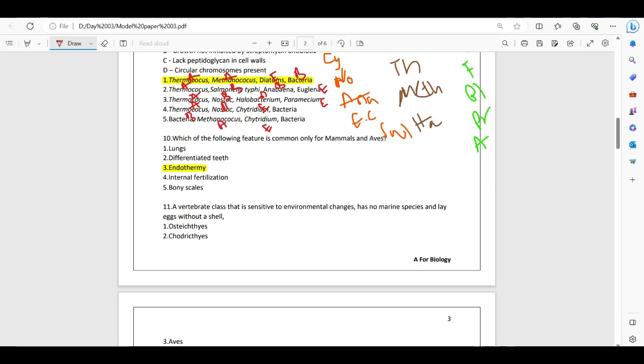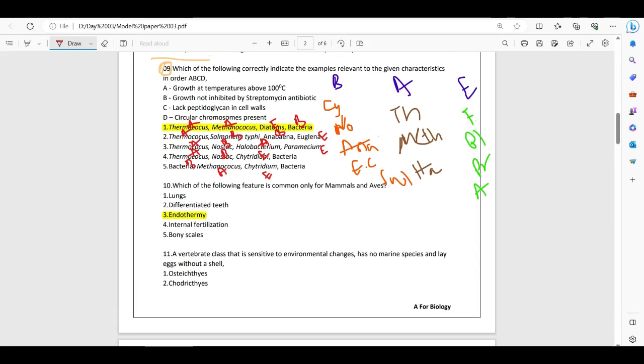The first feature, growth at temperatures above 100 degrees Celsius. So this was present only in domain archaea because they can stand those adverse conditions, high temperature, high salinity, high pressure. Those can be tolerated by these types, not by domain bacteria. So the first answer should be Thermococcus. It's specific to Thermococcus because they can stand high temperature.